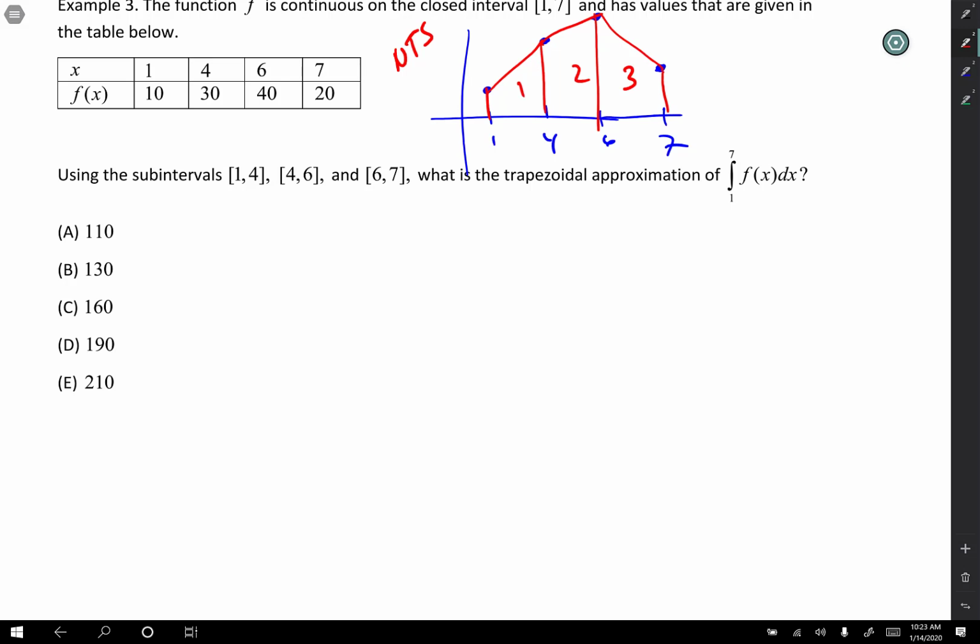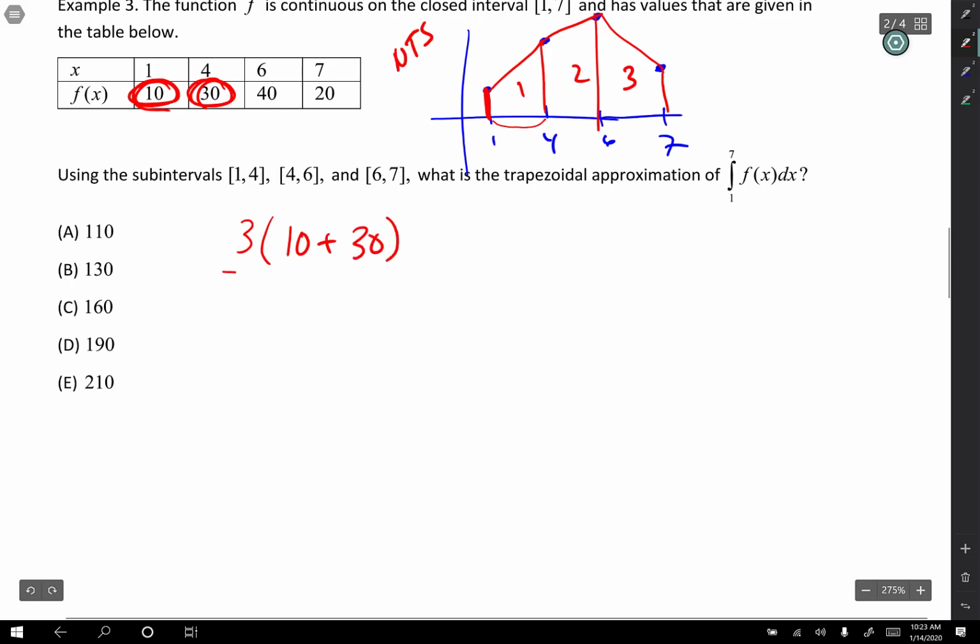So, area of a trapezoid. Look, here's my height of the first trapezoid. The distance between 1 and 4 is what? So I write 3, parentheses, the first base is this height, and that height is 10. So I write 10, plus the other base is the one at 4, and that height is 30, all divided by 3. The difference between 4 and 1 is 3. Oh, sorry, by 2. I apologize. I don't know why I was thinking that was height.